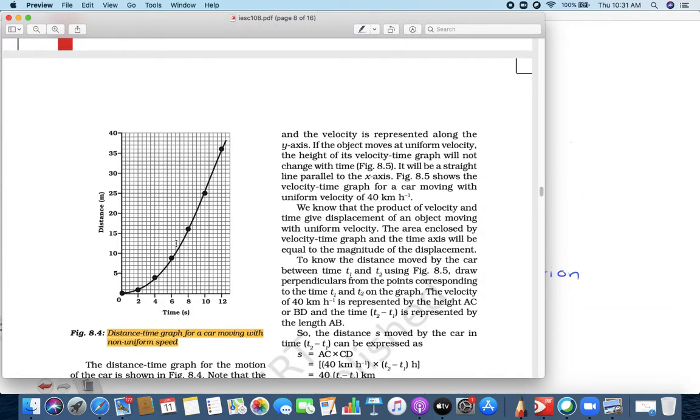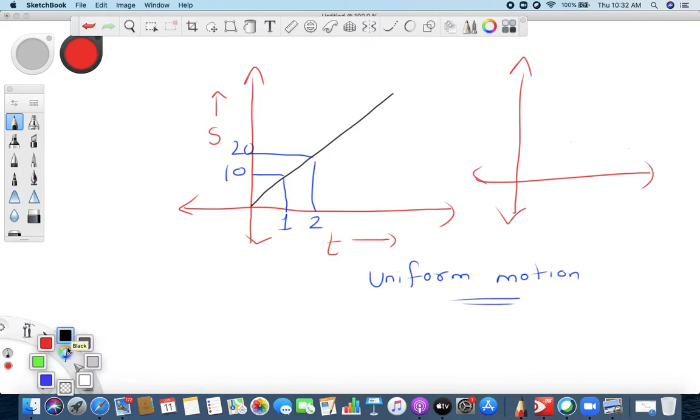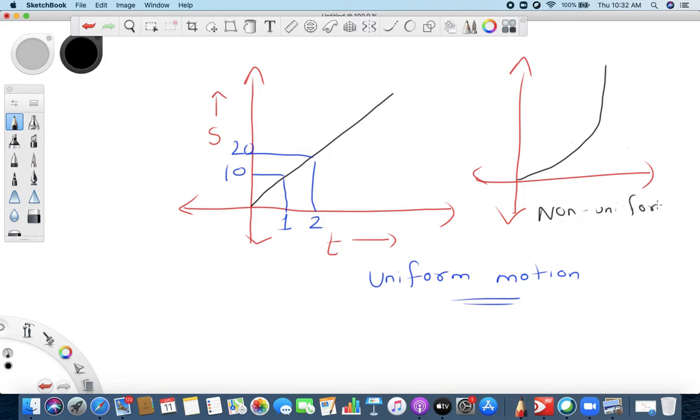Now let's say this is a curve graph. If you find the distance versus time in this curve graph, it is not equal. So what do you call this motion? Non-uniform motion, exactly. So if you draw the graph of distance versus time and your graph turns out to be a curve, then what motion is it? Non-uniform motion, right?